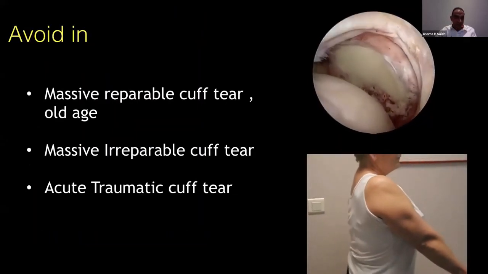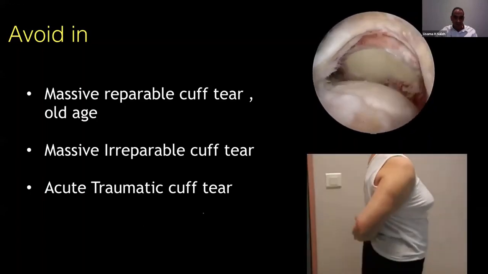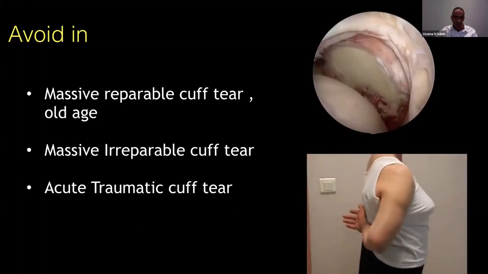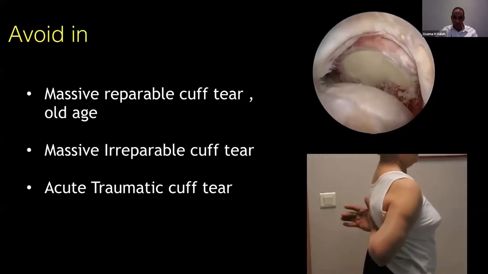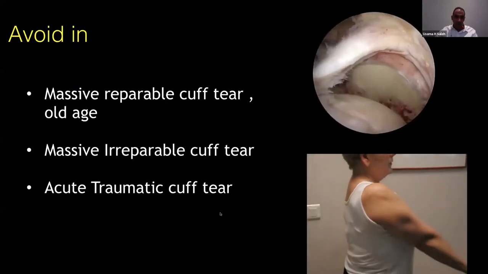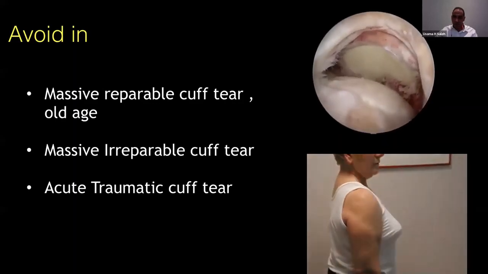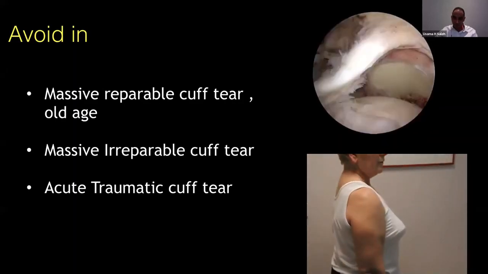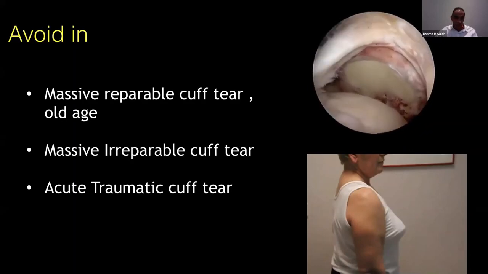I avoid it in many patients. Mainly the patient with a massive repairable cuff tear and old age with bad tissue quality. These patients have a high chance of failure. If you do acromioplasty and release of the CA ligament in such a patient, they will end up like the picture below, you see anterosuperior escape and pseudoparalysis.